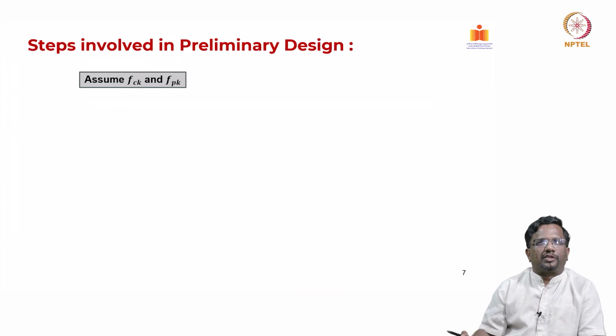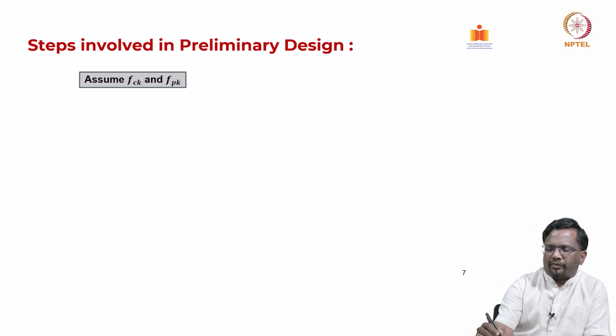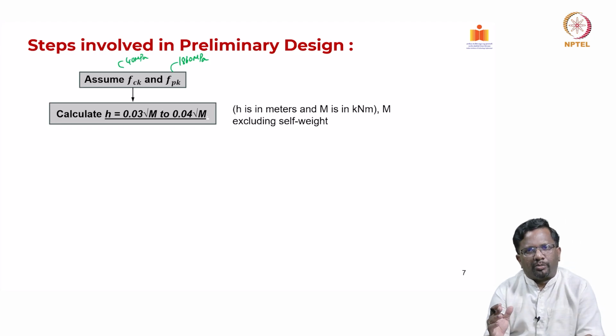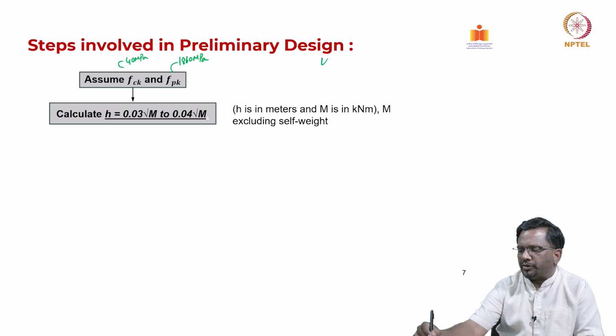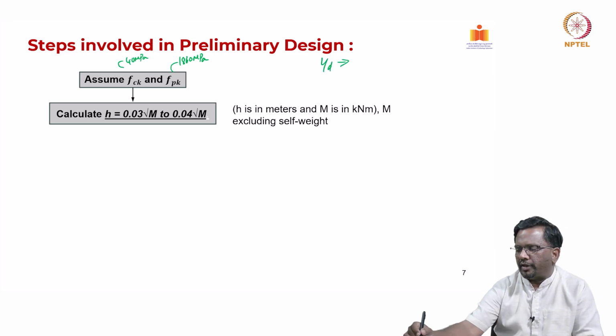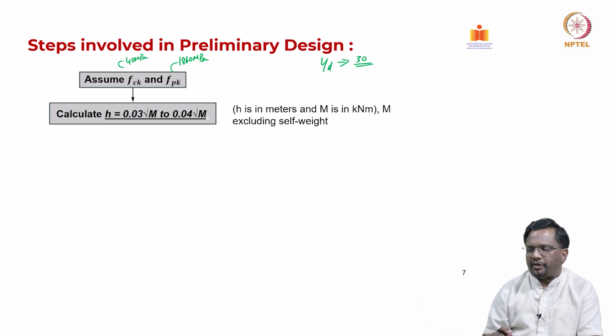Now, what are the steps involved in preliminary design? As we have said, assume fck and fpk. For example, let us say I assume 40 megapascal of concrete and fpk is 1860 megapascal. So, this I have assumed. Then I have to assume, depending upon the span, the given L by D ratio. For a beam, let us say I take about 30 or so. Then if I know the span, I can find out the depth.